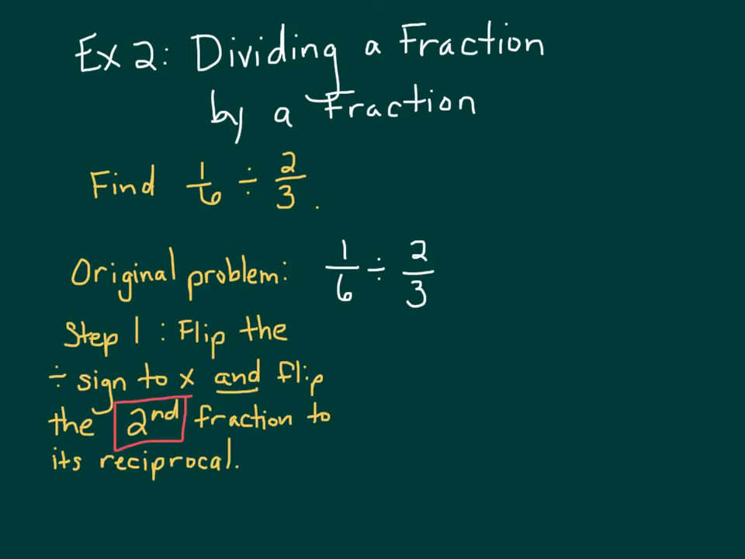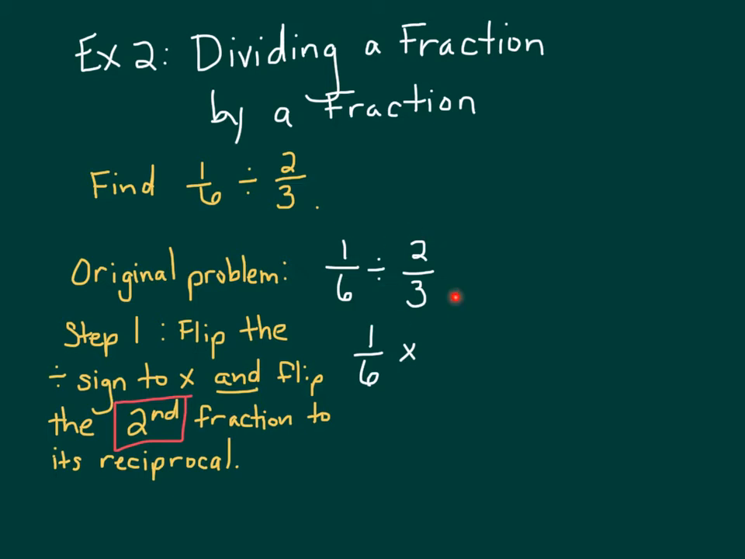When you actually want to divide the fraction, you're going to keep that first number, whether it's a fraction or whole number, the same. It always stays the same. And then you're going to flip that division sign to a multiplication sign, and you're also going to flip that second fraction to its reciprocal.